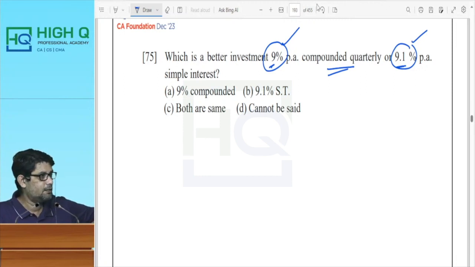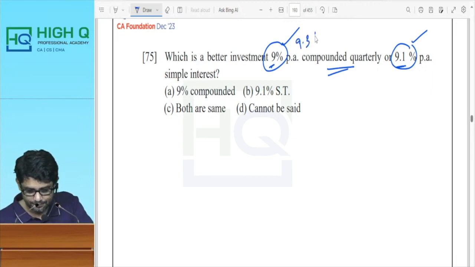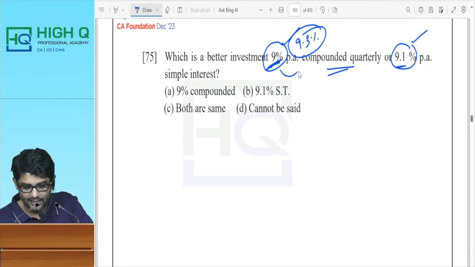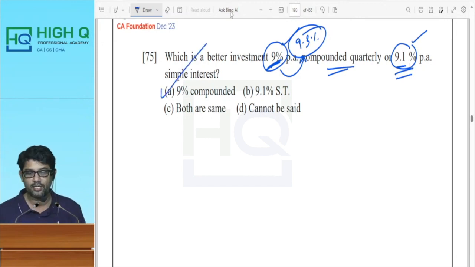Check, are you getting 9.3%? Actually, this is not 9%. Effectively, they are calculating 9.3%, whereas simple interest is what? 9.1. Now, which is the better investment, my dear? 9% compounded. You all understood this?